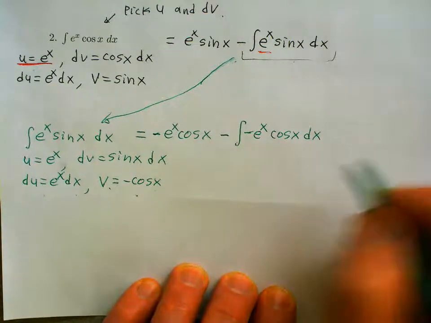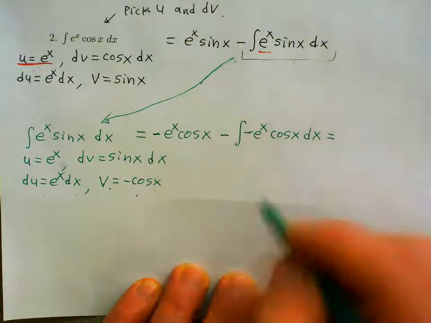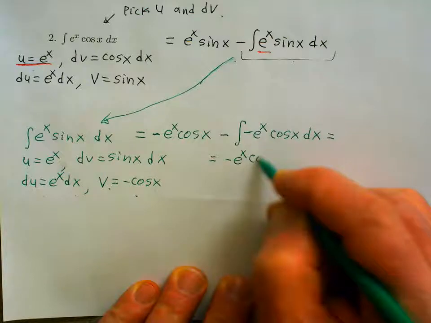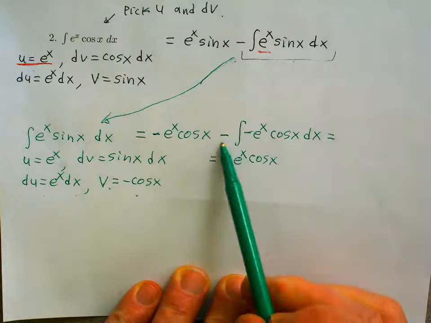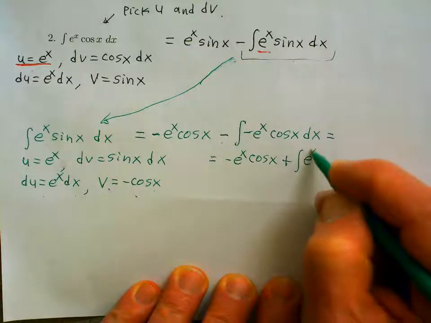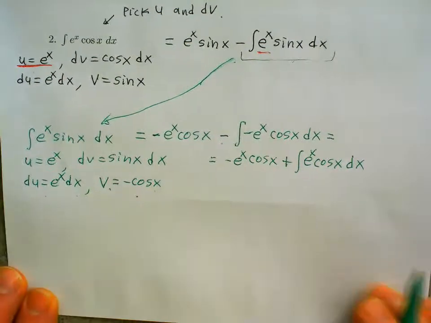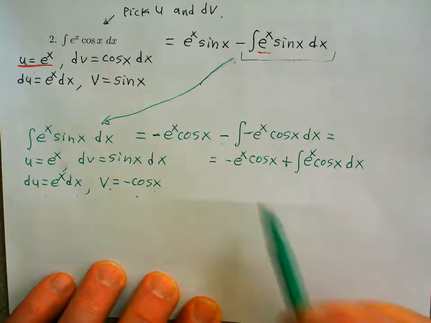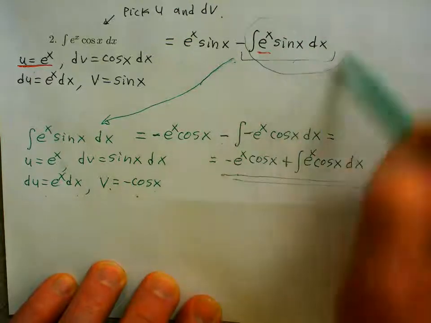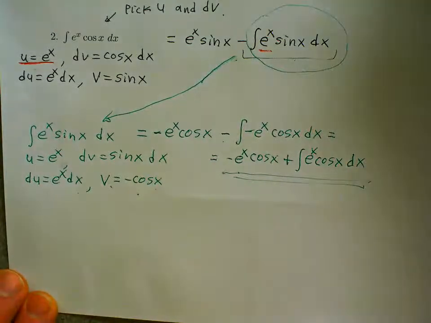So let's do a little bit of arithmetic here. I'll write it down here. This is equal to negative e to the x cosine of x. And we're subtracting a negative, so this will be plus the indefinite integral of e to the x cosine of x dx. So this is what we get for this indefinite integral. So let's put it all together.